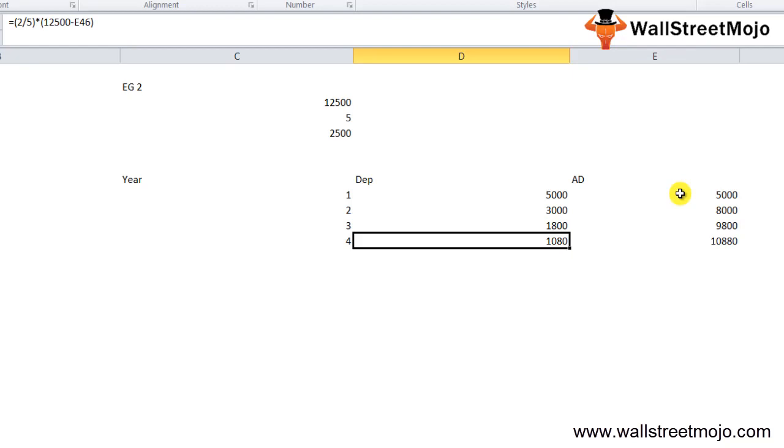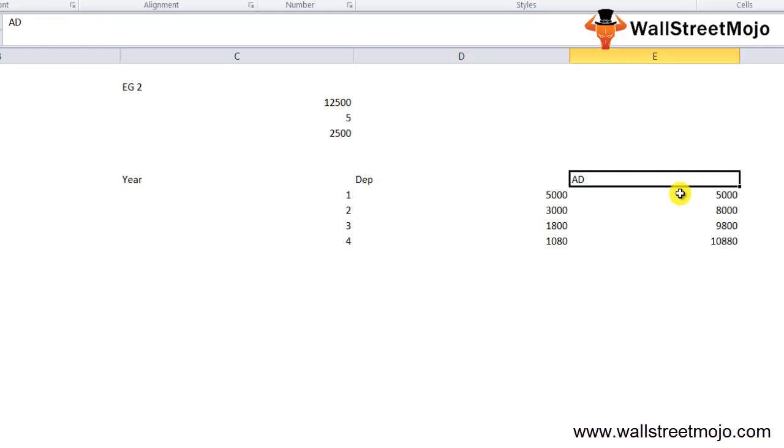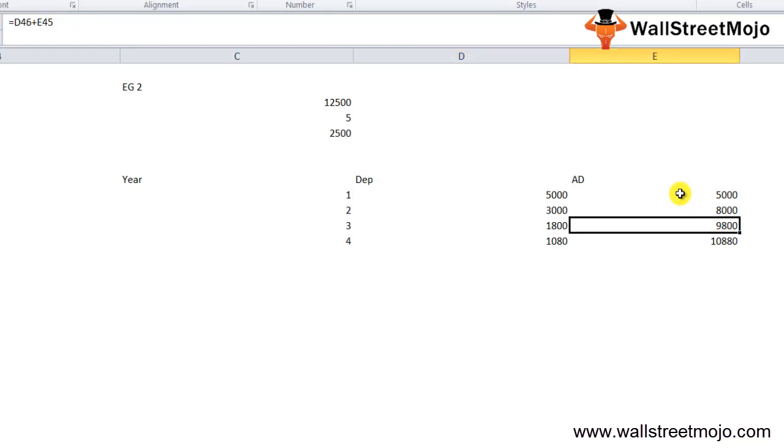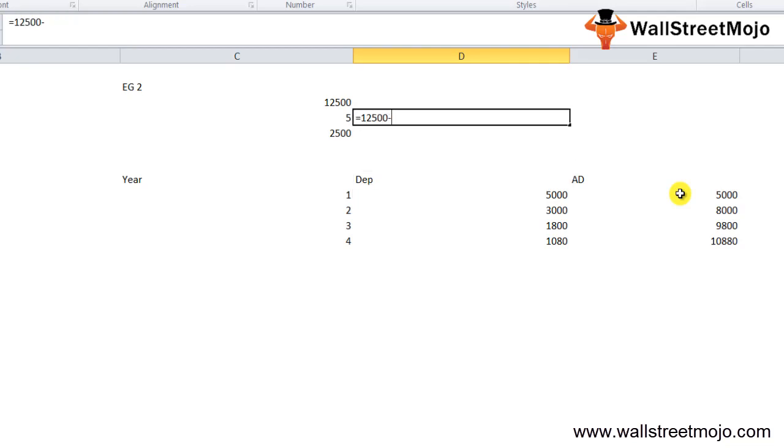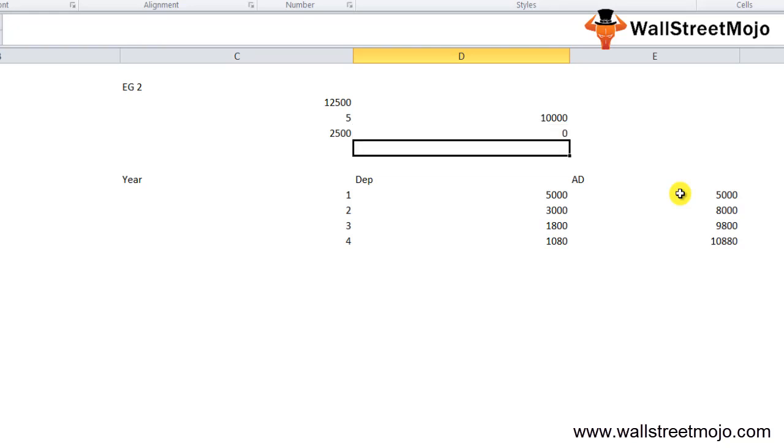So from year 1 to 3, ABC Limited has recognized the accumulated depreciation of 9,800, since the machinery has a residual value of 2,500 and depreciation expense is limited to 10,000. Why 10,000? Think about it: 12,500 minus 2,500, right? Now it should be very quick. And as such, the depreciation in year 4 will be limited to only 200, that is 10,000 minus 9,800, rather than just 1,080 as computed above. The year 5 depreciation expense will be completely zero as the asset is already fully depreciated.